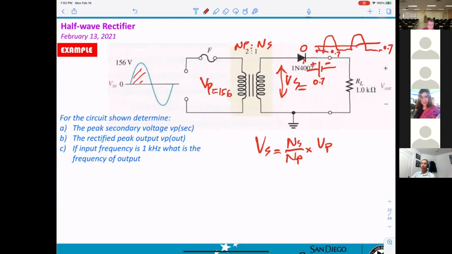Hey, Mr. Pham, so the output voltage was 77.3 then? Because it's 78 minus the 0.7. So letter B should be like 77.3. Did anybody else get anything different?